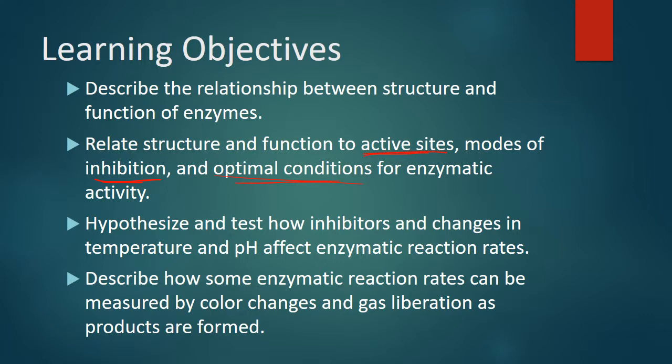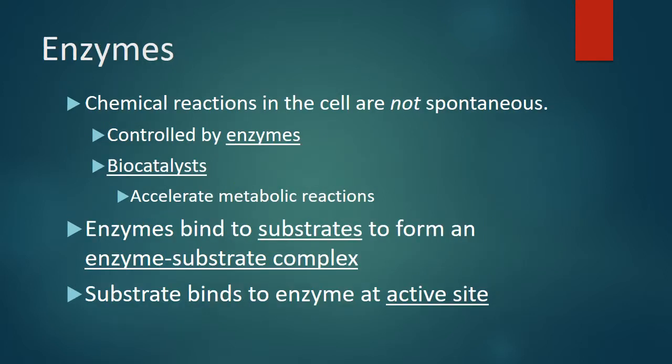Hypothesize and test how inhibitors and changes in temperature and pH affect enzyme reaction rates, so how fast or slow something can happen. And describe how some enzymatic reaction rates can be measured by color changes and gas liberation as products are formed. So we're going to be doing all kinds of things.